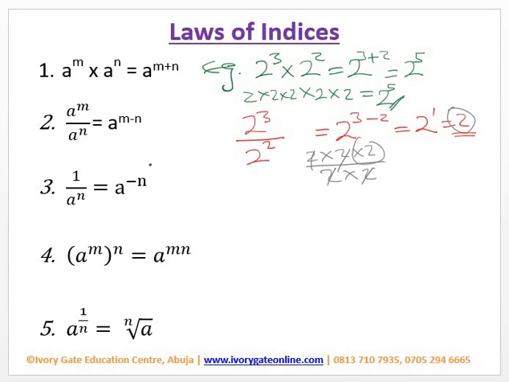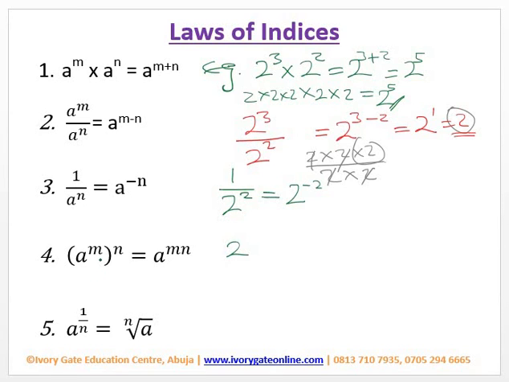Okay, then we go to number 3. This has that 1 over a raised to power n is equal to that base raised to power minus the exponent. For instance, if we have 1 over 2 raised to power 2, it is the same thing as 2 raised to power minus 2.